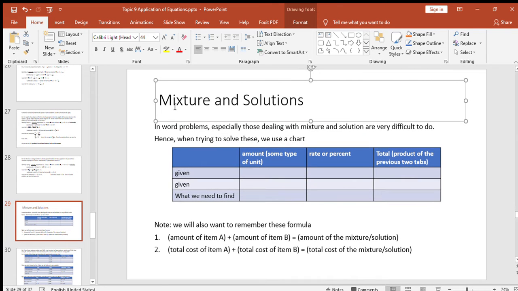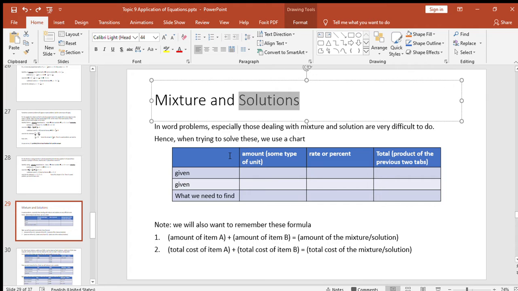Now we're dealing with mixture and solution. We're still dealing with more problems, but this time with mixtures and solutions. Mixtures deal with solid items, and solutions deal with liquid. Those are basically the difference between them, but the steps and the way we deal with them are basically the same. To deal with them, we use a 4x4 chart. It helps us organize the numbers given to us so it's not all over the place, okay?